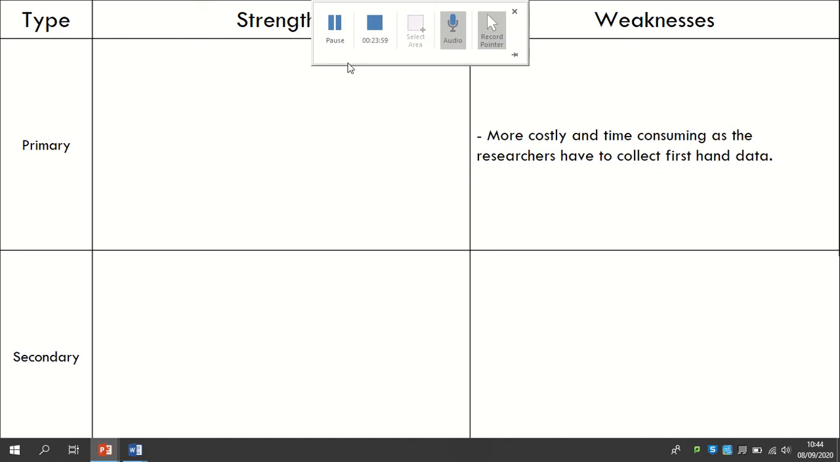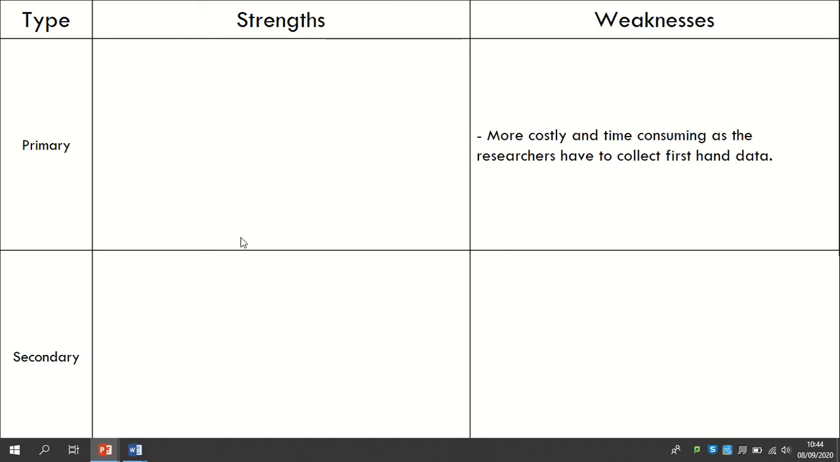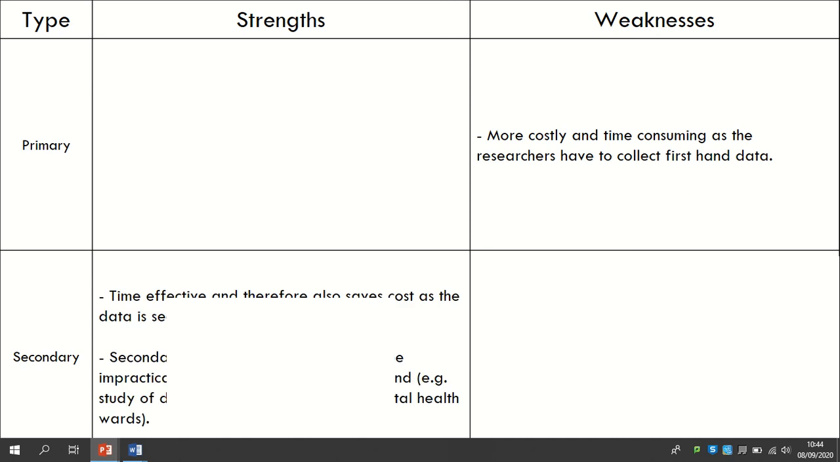So we've got a weakness for primary data is that it's more costly and time consuming as researchers have to collect the data firsthand. So when it comes to primary data, because you are collecting it yourself, it's going to take a lot more time rather than just getting the information out of a book somewhere, or a website with statistics and things like that. So it is more costly and it is more time consuming.